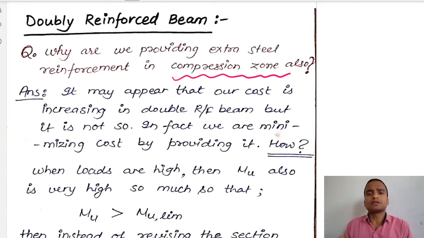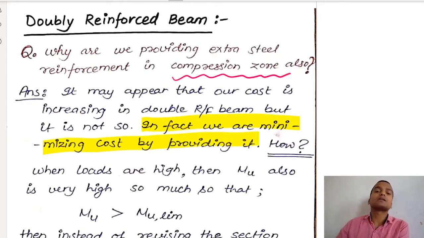So it may appear to our mind that, sir, we are going to increase our cost because we are providing steel in the bottom also and the top also. So we are going to increase our cost. But if you look at the cost, it is not like that. In fact, we are minimizing our cost by providing extra steel reinforcement in the same rectangular beam.